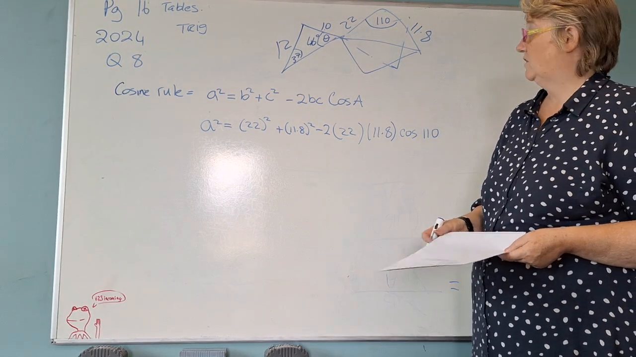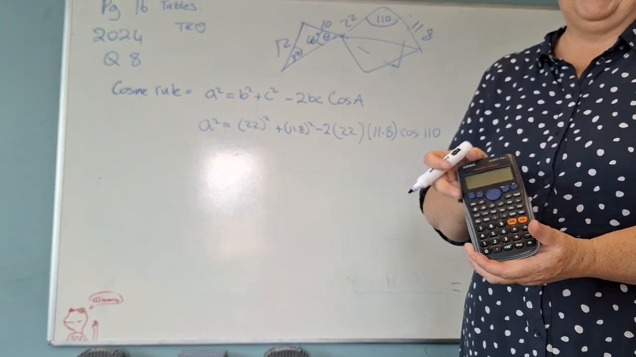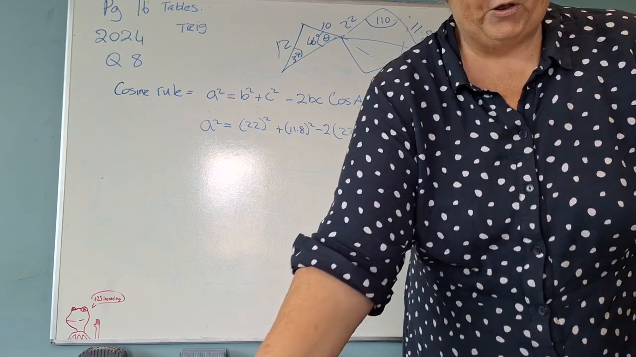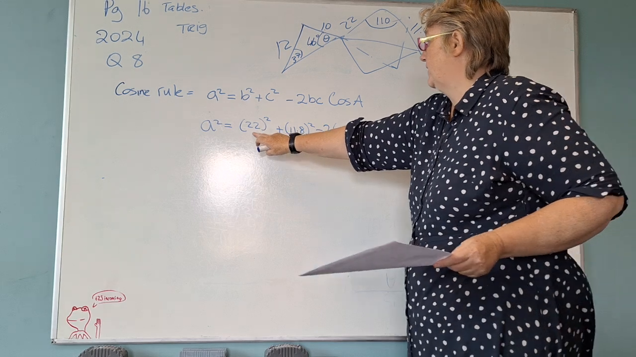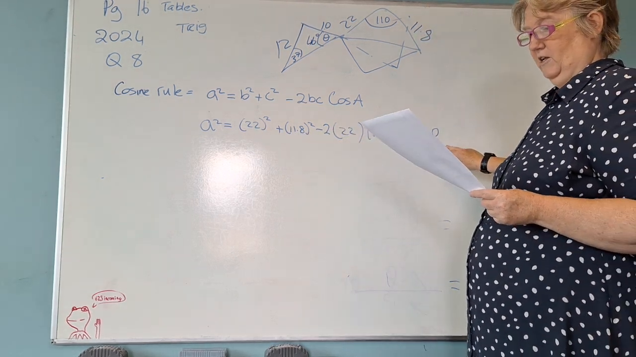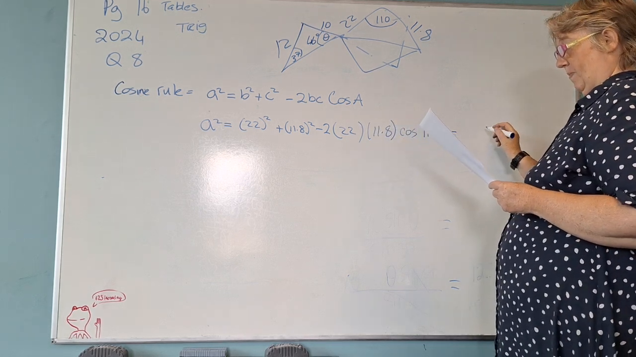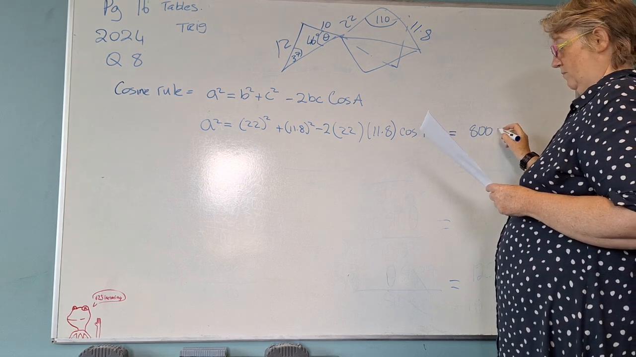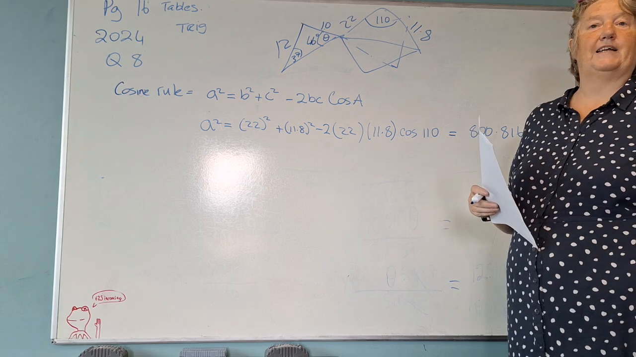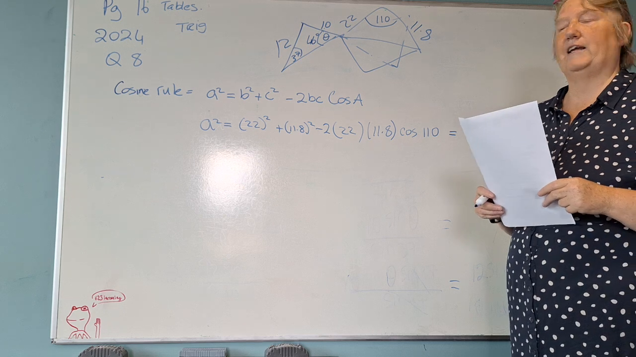Once you've filled in your cosine rule, we're going to go to the calculator and it is going to do all the rest. So you just type the whole of that into your calculator from here, keep all the brackets and everything, and when you press equals, you will get 800.816. Cosine rule, you just put into your calculator. Once you've filled in the bits, let your calculator do the heavy lifting.